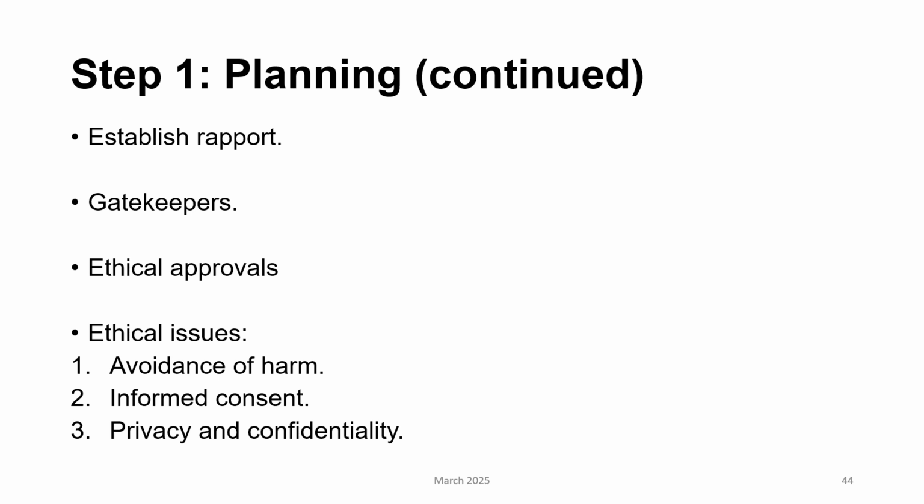We are talking about the concept also of gatekeepers. Gatekeepers, as we mentioned, are the people that will let the researcher into this particular culture to collect the data, and sometimes we call them key informants. We need at this step also to obtain ethical approvals for the research, addressing ethical issues such as avoidance of harm to participants, giving informed consent to the participants as well, and maintaining their privacy and confidentiality.